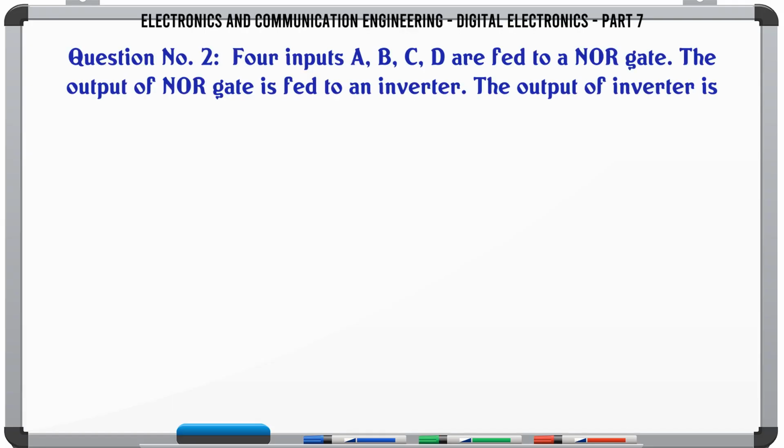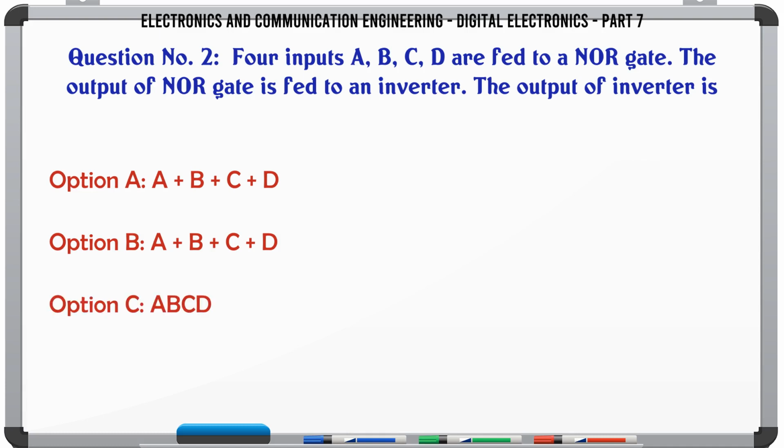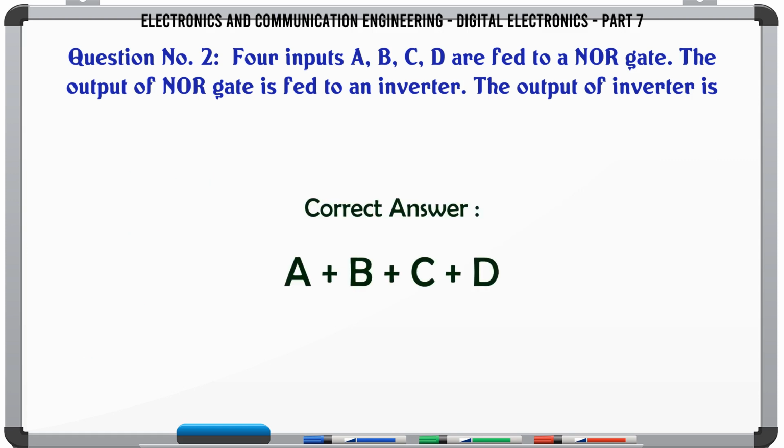Four inputs A, B, C, D are fed to a NOR gate. The output of the NOR gate is fed to an inverter. The output of the inverter is: A, A, B, C, D, B, A, B, C, D, C, A, B, C, D, D, A, B, C, D. The correct answer is A, B, C, D.